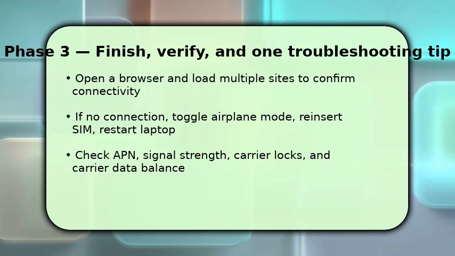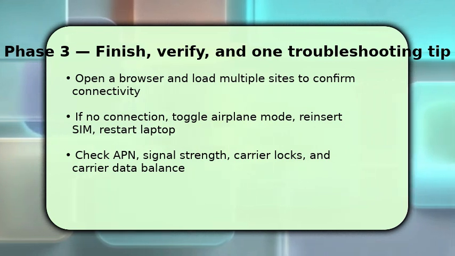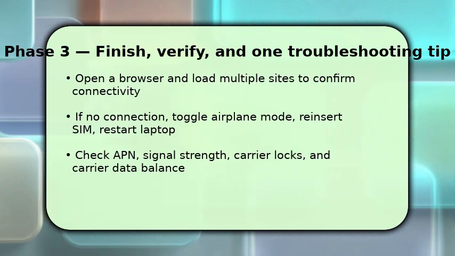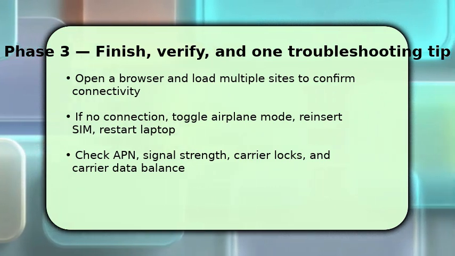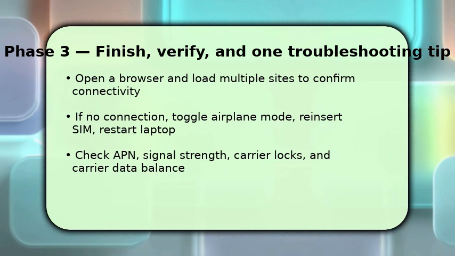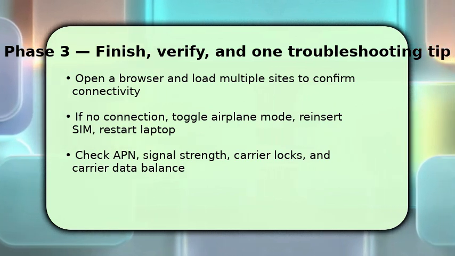If problems persist, verify the APN settings, check signal strength bars, ensure the SIM isn't carrier locked, and confirm your data balance with the provider. One key troubleshooting tip: swap the SIM into a phone to confirm the plan and signal.